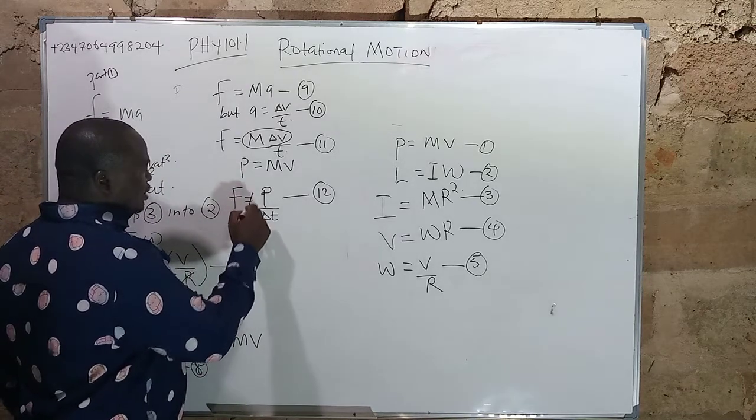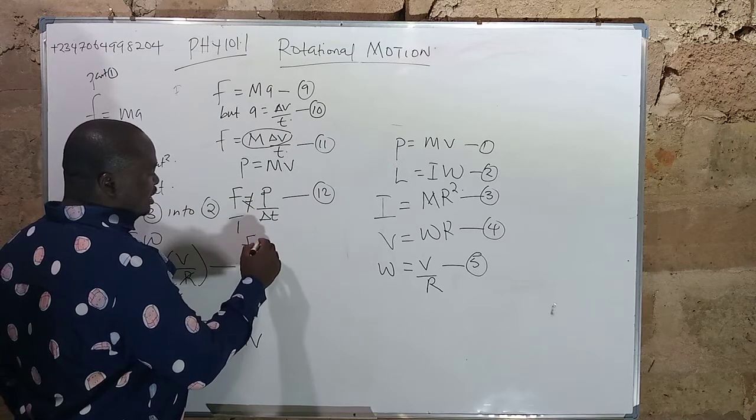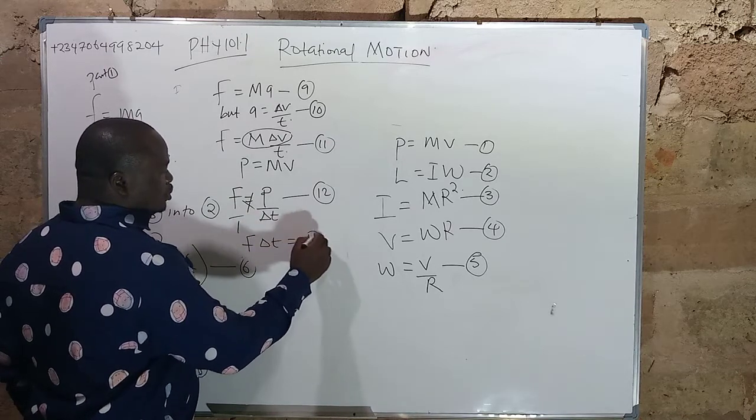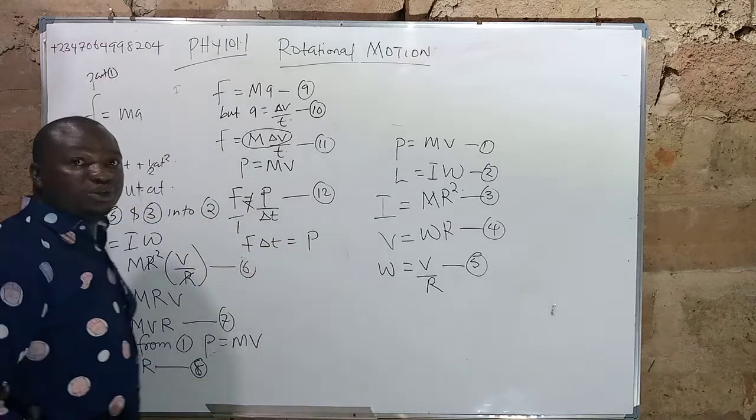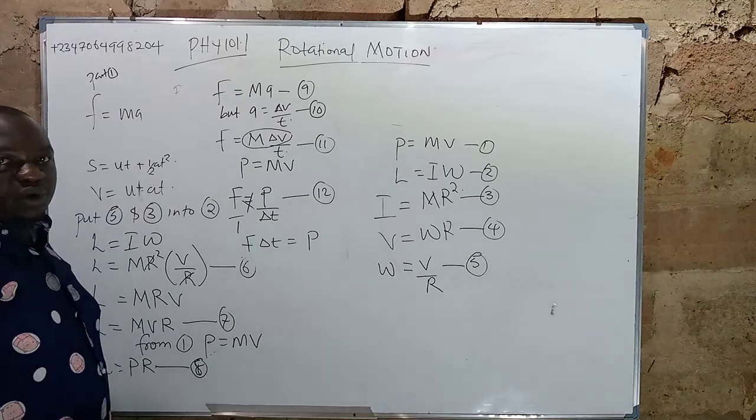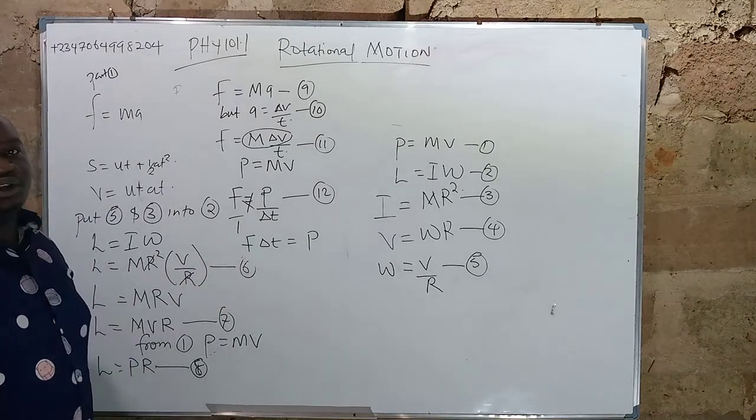And if you are actually very good, you will know that if I cross multiply here, you will now see that this is F times change in T, which is equal to change in P. And this is the formula for impulse. If you still remember your O level very well, this is the formula for impulse.